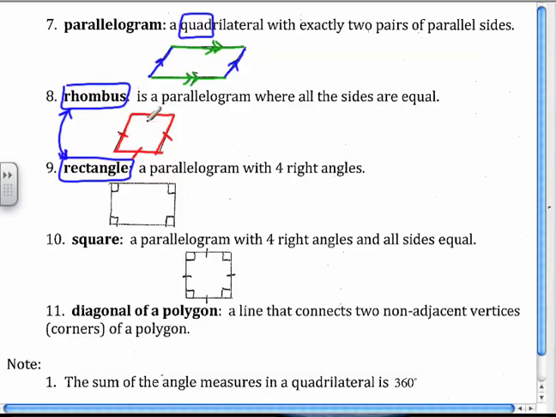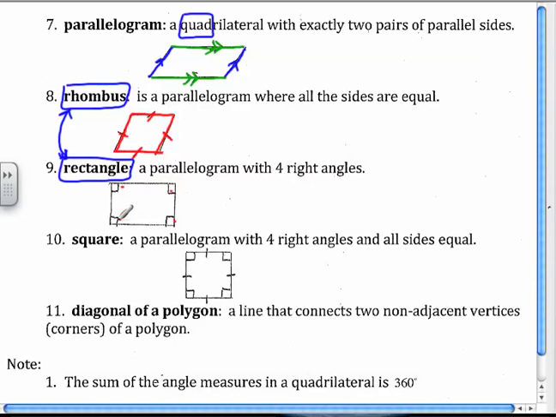Now, a rectangle is a parallelogram where all the angles are equal. Not the sides, but all the angles. So you can see a rhombus is a parallelogram where all the sides are equal. A rectangle is a parallelogram where all the angles are equal, right? And a square is a parallelogram where both are true. All the sides are equal and all the angles are equal.